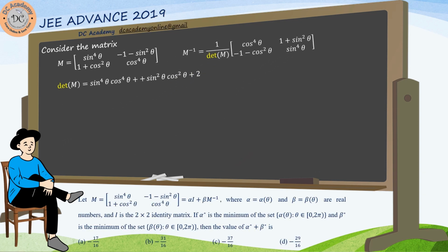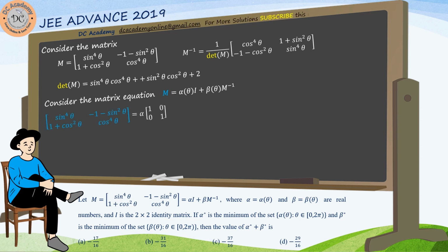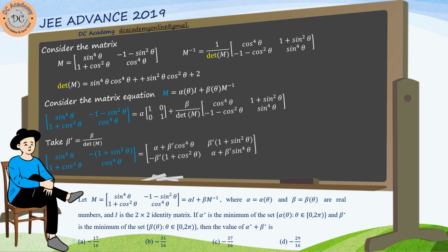Now let's consider the matrix equation. Here we know that M is equal to alpha theta into I, where I is the identity matrix, plus beta theta into M inverse. We consider all the values already seen on the screen. For calculation purposes, we consider beta dash equal to beta by determinant of M. If we consider that, we rewrite the given matrix equation. Because we add the matrices element-wise, notice that these two matrices are of the same order. So alpha plus beta dash into cos^4 theta, 0, and so on, beta dash into 1 plus sin^2 theta. So element-wise we added and we get the matrix.